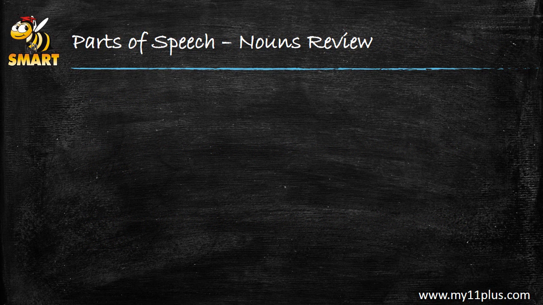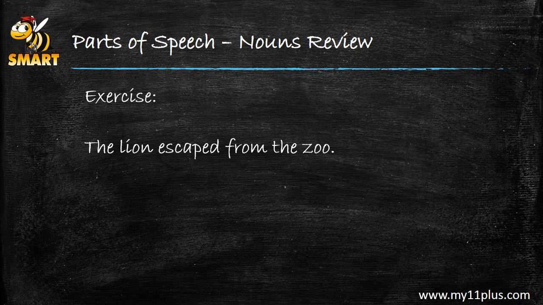So now that we have identified different types of nouns, let's do another exercise. This exercise is similar to the one that you did earlier, where I presented you with some sentences for you to identify nouns. We'll do the same thing, but we'll take it a step further where I want you also to identify what type of noun it is. So let's look at the first sentence. The lion escaped from the zoo. Can you identify the nouns or naming words in that sentence?